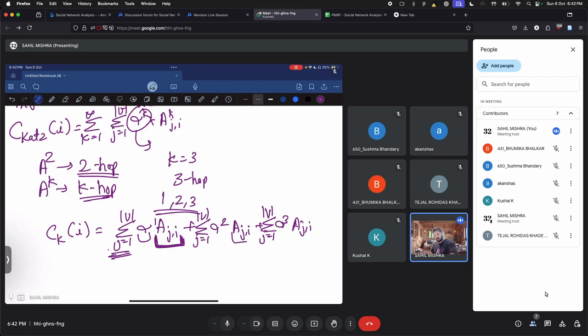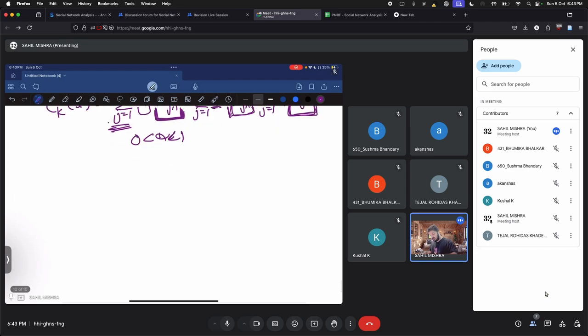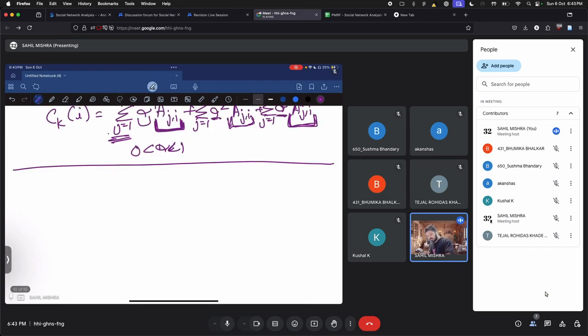Then for 2-hop neighbors, this value will become 1, and for all other nodes it will become 0. So you take for 2-hop neighbors, then for all 3-hop neighbors. And this alpha basically is a number between 0 and 1. So when you square it, when you cube it, it automatically keeps on decreasing. So it decreases the effect of further neighbors, but ultimately Katz centrality takes n-hop or k-hop neighbors into consideration. So this is just an improved version of eigenvector centrality. Any doubts?